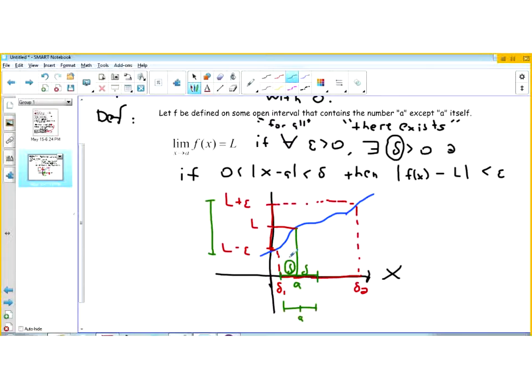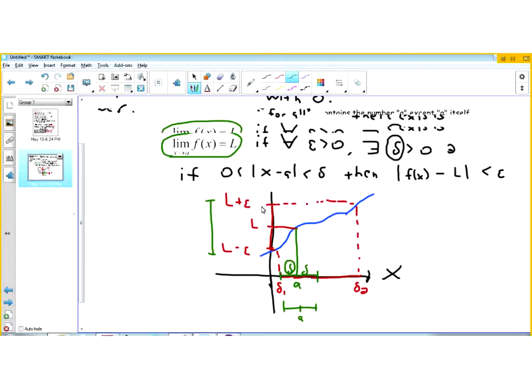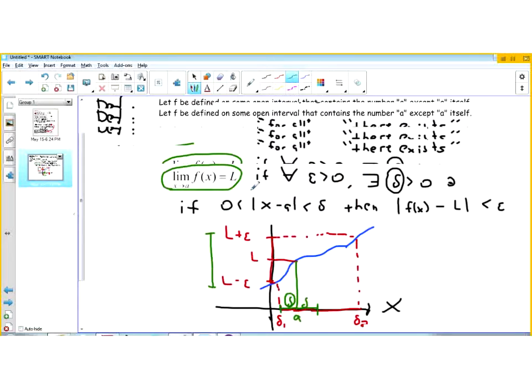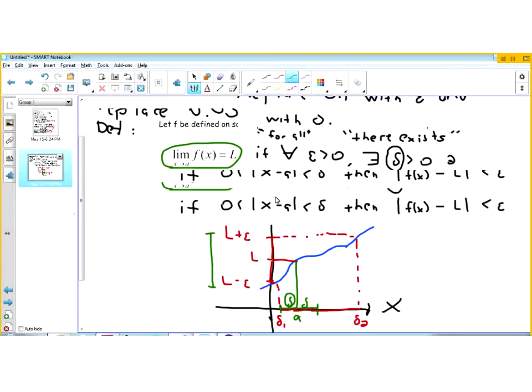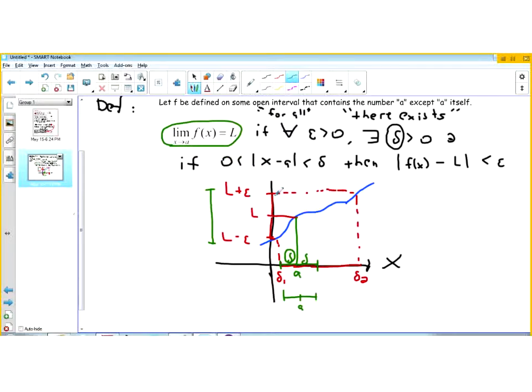So the strategy is to calculate this delta. If I can find a numeric value for this delta, then this limit is a true statement. If I cannot find such a delta, that is not a true statement. Okay, so that's what that means. So it has to work for all positive epsilons. It's a challenge to explain this technique at times, so it's best done with examples.